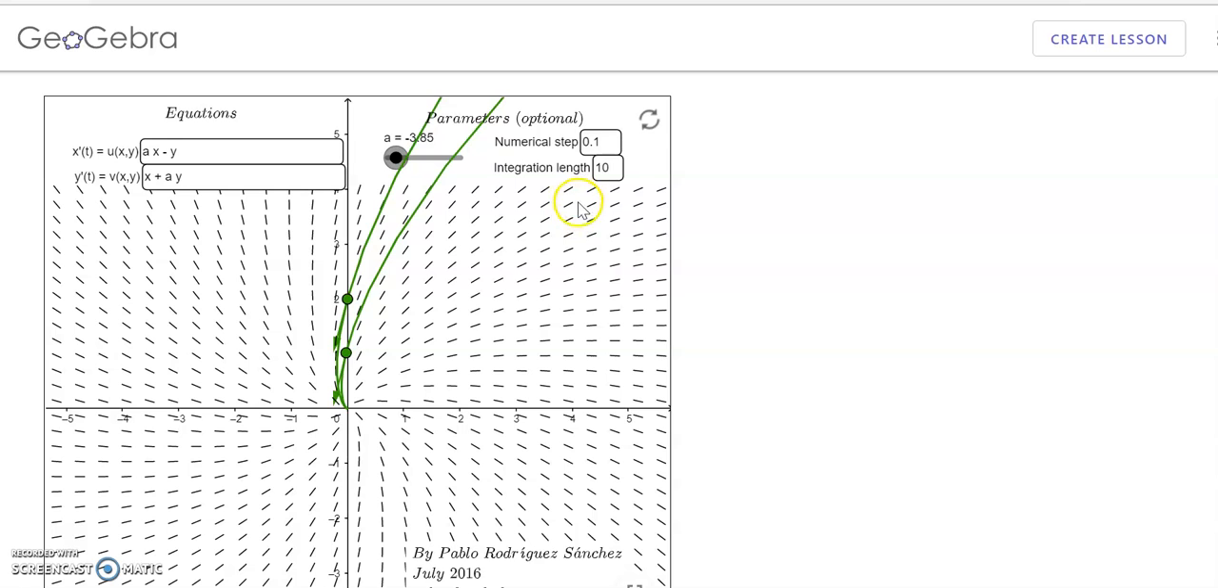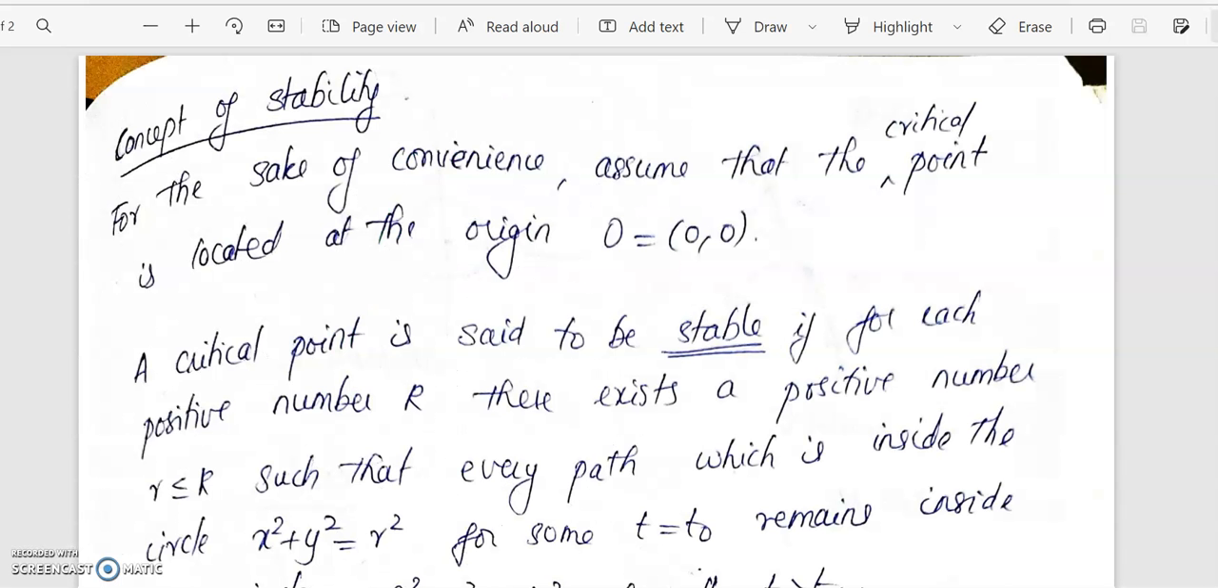So that is the solution of the system, or that is the phase portrait when you have different values for a. When a is 0, it is a circle. A greater than 0, you get a spiral going outward. And when a is less than 0, you get a spiral going inward. So that is the behavior of the system for different values of a. We have seen four types of critical points, and a few examples where you get these critical points.